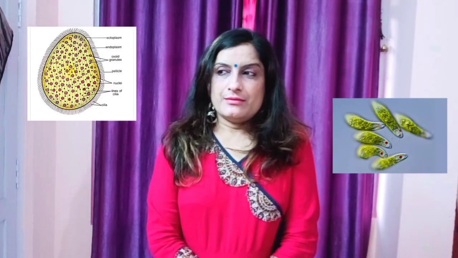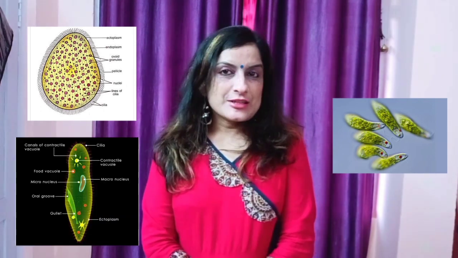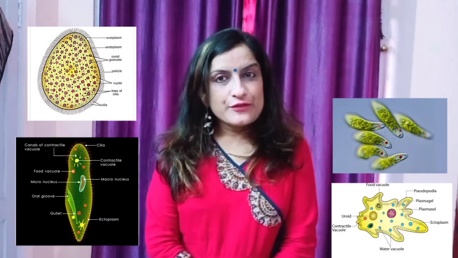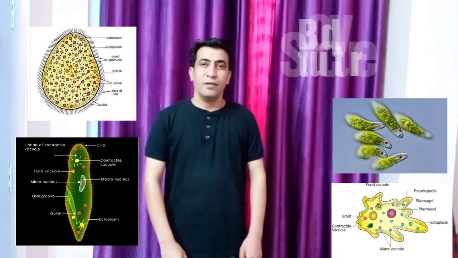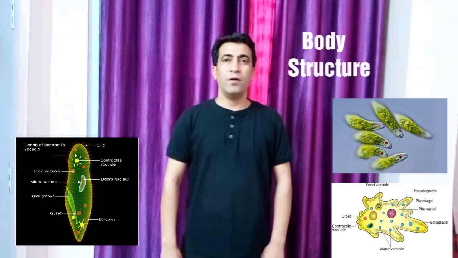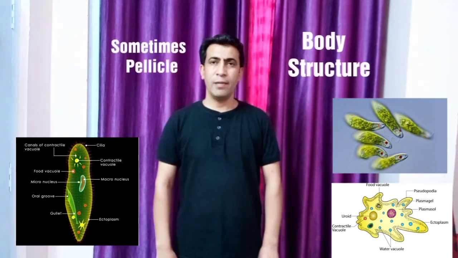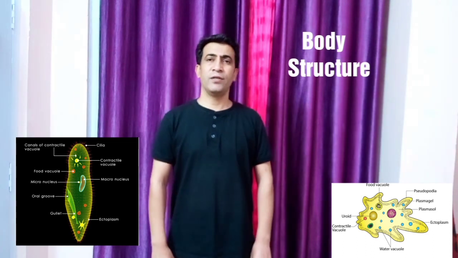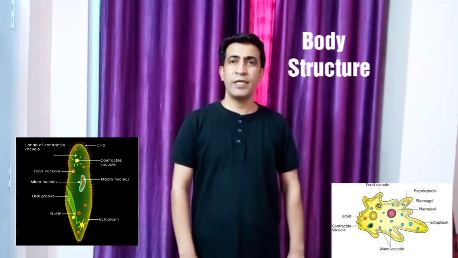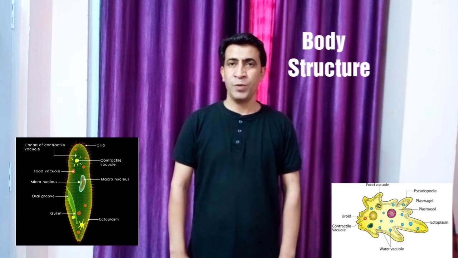If we talk about morphology, they occur in a variety of shapes. They can be oval, spindle shaped, slipper shaped and even irregular. The body of protozoa comprises protoplasm, which is surrounded by the cell membrane. Protoplasm is the living matter inside the cell, which comprises cytoplasm and the nucleus.